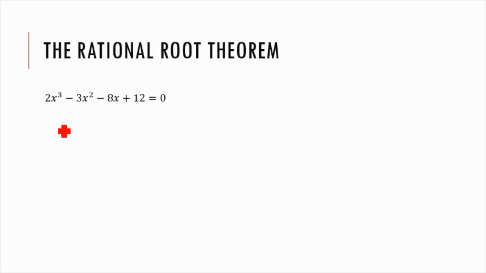I don't know where to start on this problem. So I'm going to use the rational root theorem. So I need to take factors of 12 and factors of 2. So factors of 12 divided by factors of 2. That is going to give me all my possible zeros.